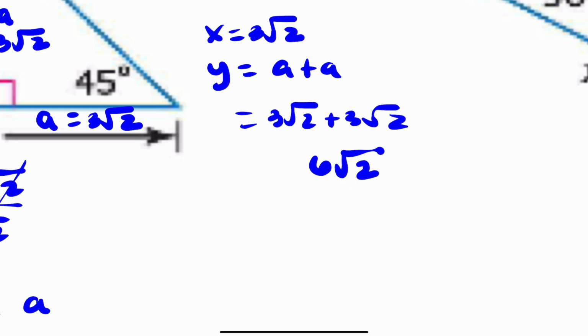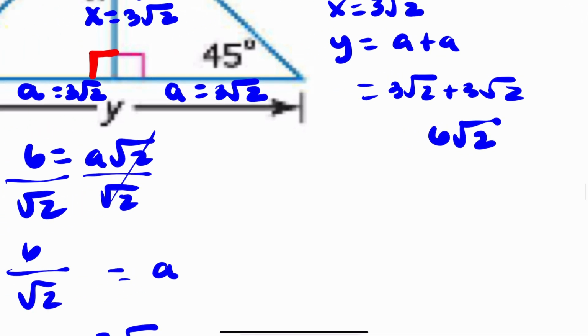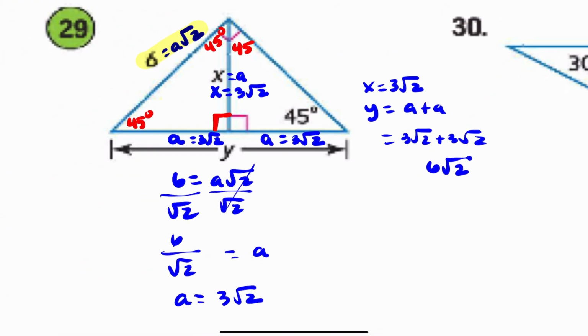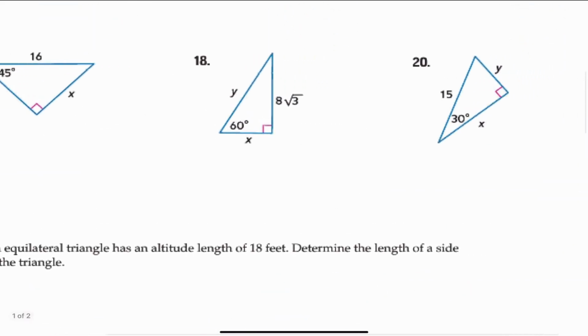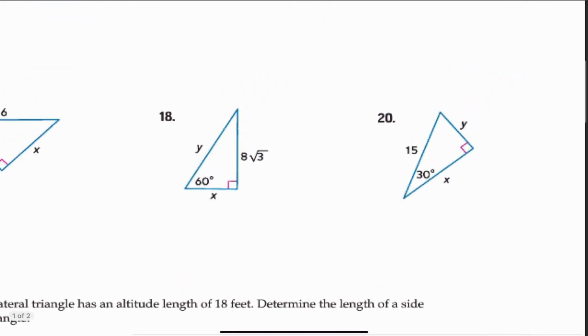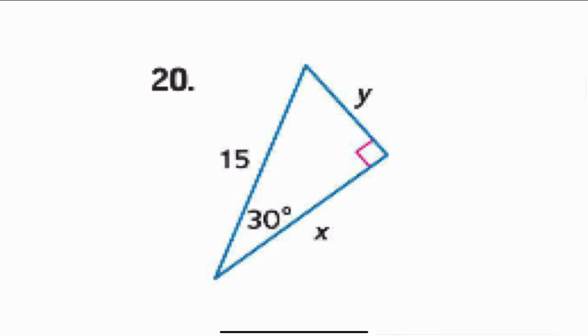x is equal to 3 root 2. Sorry, I'm going to rewrite that as 3 root 2, and then y is equal to 6 root 2. So those are the answers for 29. I do recall one problem. It's number 20. Let's go and look at 20 together.